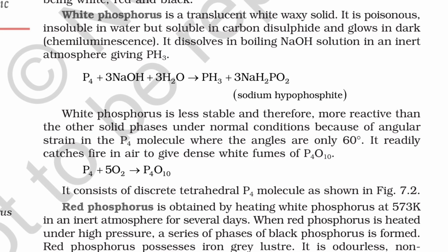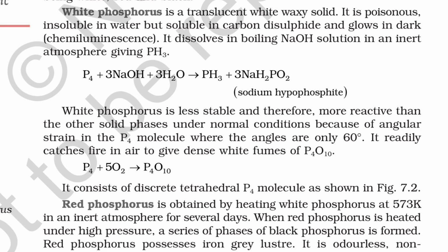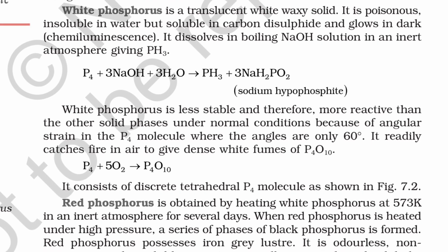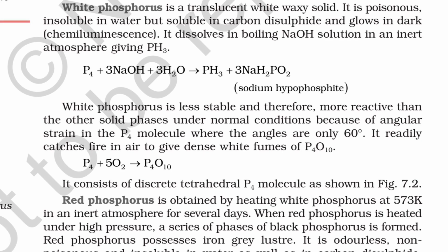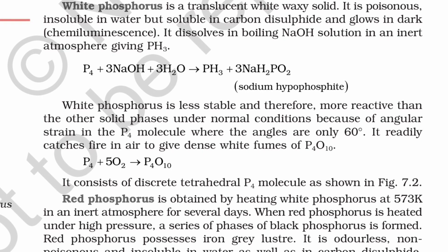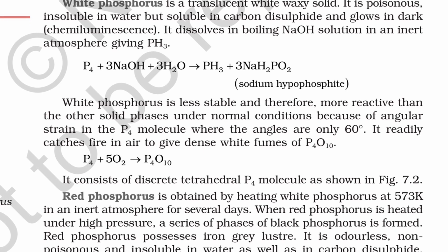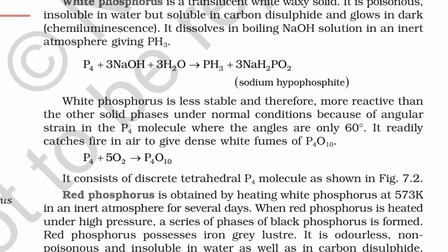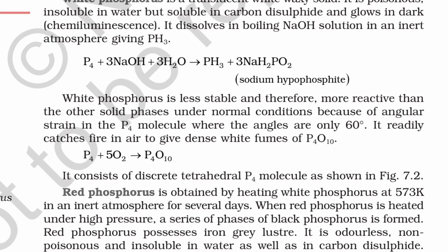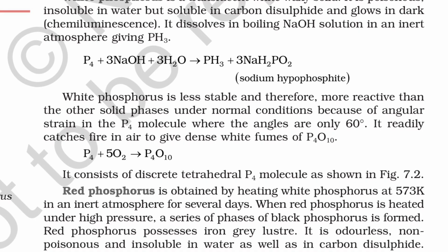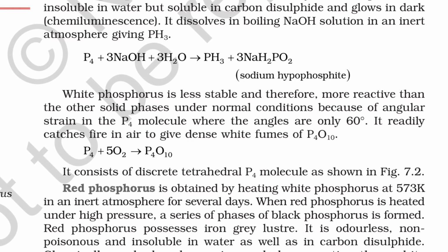White phosphorus is less stable and therefore more reactive than the other solid phases under normal conditions because of angular strain in the P4 molecule, where the angles are only 60 degrees. It readily catches fire in air to give dense white fumes of P4O10. P4 plus 5O2 gives P4O10. It consists of discrete tetrahedral P4 molecules as shown in figure 7.2. The figure shows phosphorus atoms at the corners of the tetrahedron, and 60 degrees is the angle.